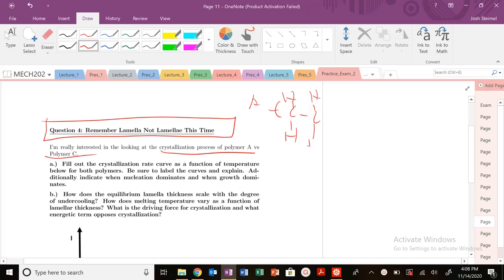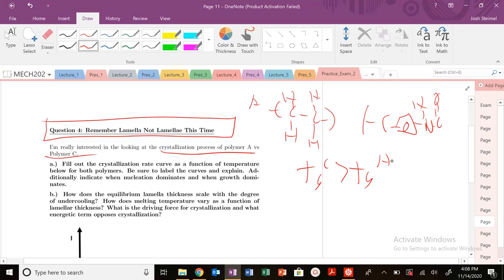And then we had our other polymer, which is all these kind of bulky groups and these bonds like this, and we can look it back up. And amide linkages, H bonding, etc. So we know that Tg of C is greater than Tg of A. And thus, we also know that Tm is approximately equal to 0.5 to 0.8 Tg.